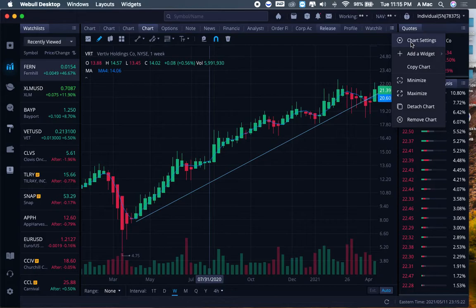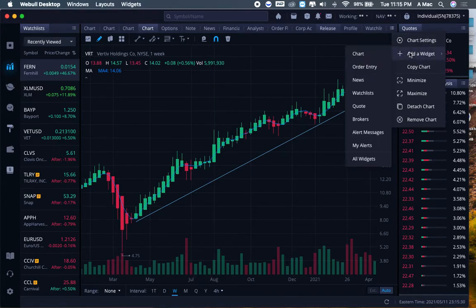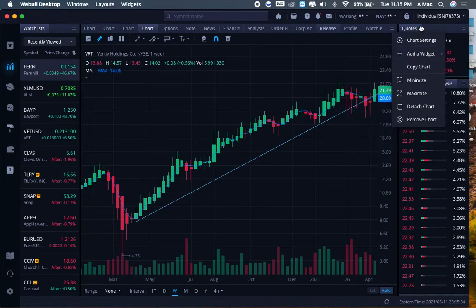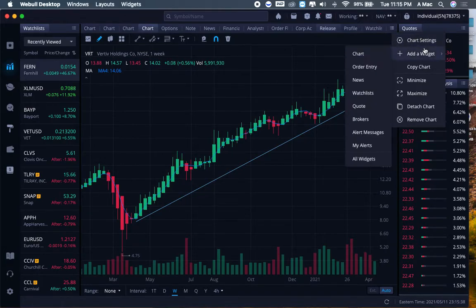You add a chart. If you want to add a chart up here, you can see I have 1, 2, 3, 4 charts up there. Or you can add a widget. You want to add the order entry. You want to add quotes. See, I got a quote over here that I added. You can add a watch list, a quote. You can add brokers, alert messages. You can add a whole bunch of stuff.